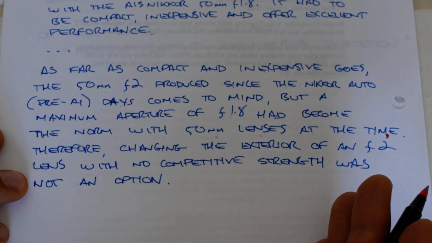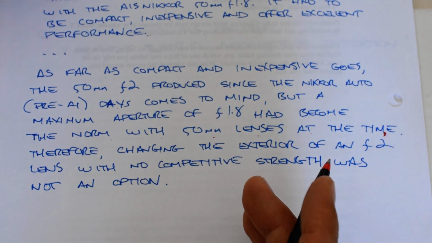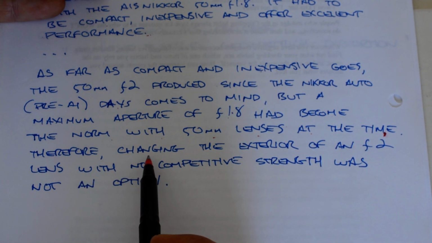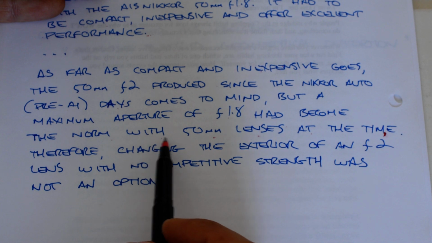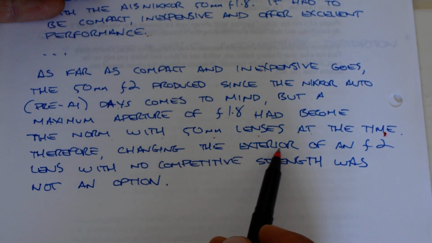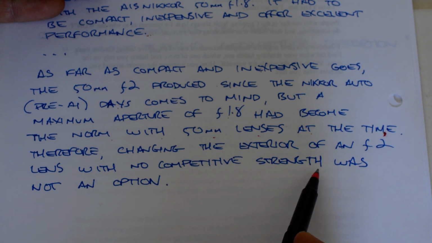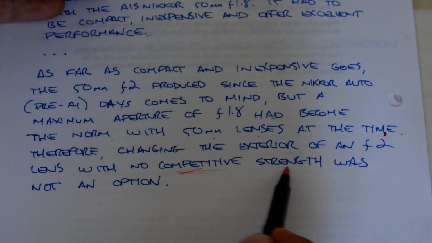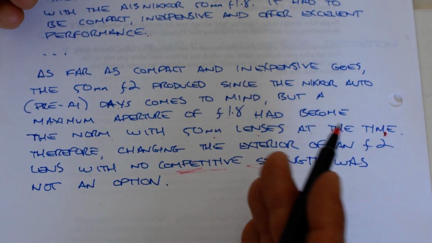So it was a marketing issue. It had nothing to do with the optical quality of this lens. Nothing. It's the norm of 50 millimeter lenses at the time. Therefore, f1.8 had become the norm, and changing the exterior of an f2 lens with no competitive strength was not an option. And by competitive strength, he simply means the feature set, the marketable features of the lens.